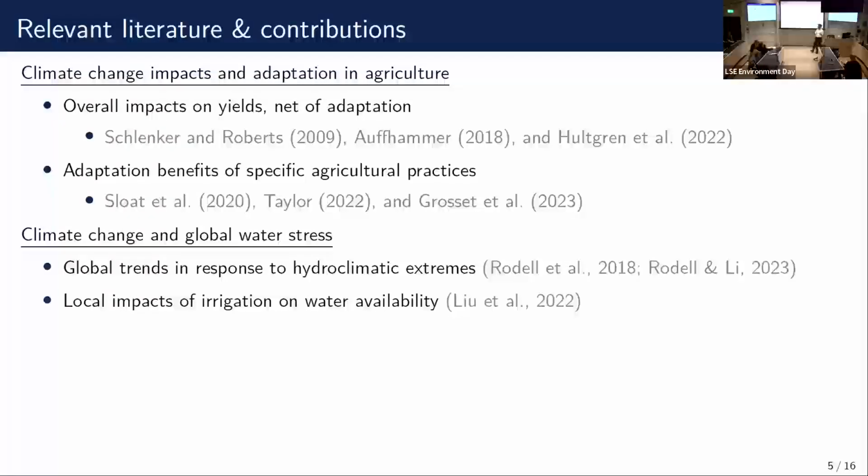And then there's a separate field of research, mostly in the natural sciences, that tries to document trends in water storage and also trends in irrigation's impact on water availability. The former tends to take a global perspective and uses satellite data to think about how water availability interacts with hydroclimatic extremes. And the latter looks more at small scale in situ, or on the ground, measurements of water availability and irrigation to think about how that lever works.